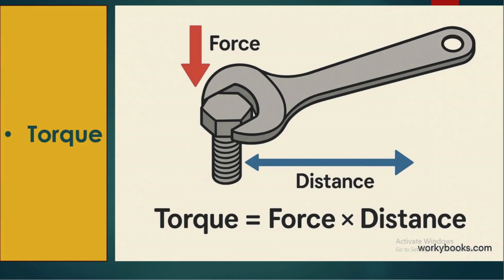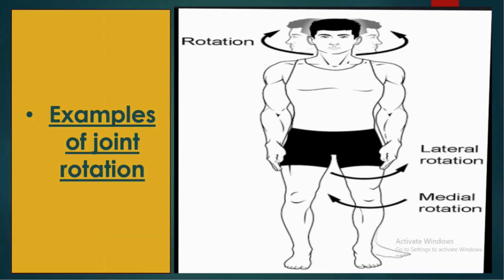So this is an example where torque has been applied, where torque is equal to force times distance. And this is an example of joint rotation. For example, lateral rotation and medial rotation, which are rotations of your whole body. This is all about torque. The connections between torque and joint rotation help to stabilize your body against any stressful condition.